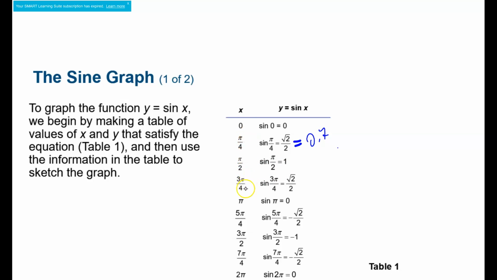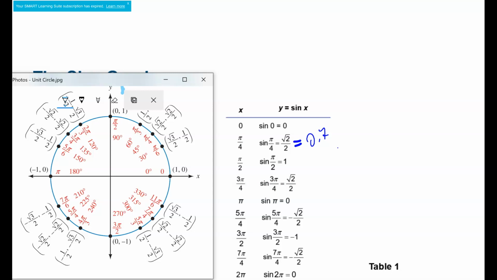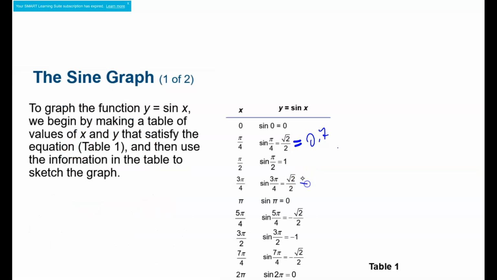When x is 3 pi over 4, I'm looking at the table. When x is 3 pi over 4, then the y coordinate is also square root of 2 over 2, which is as well 0.7, then 0, negative 0.7, negative 1, negative 0.7, and sine of 2 pi, 360 degrees, we go back to 0, it is 0.